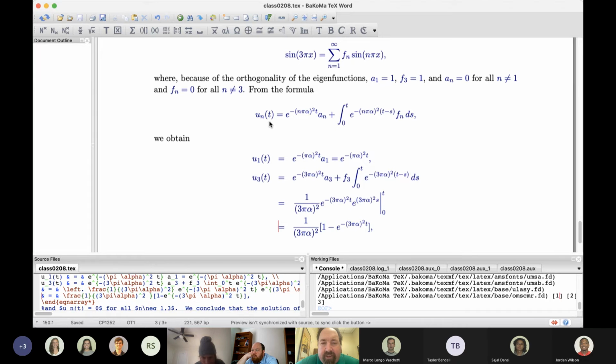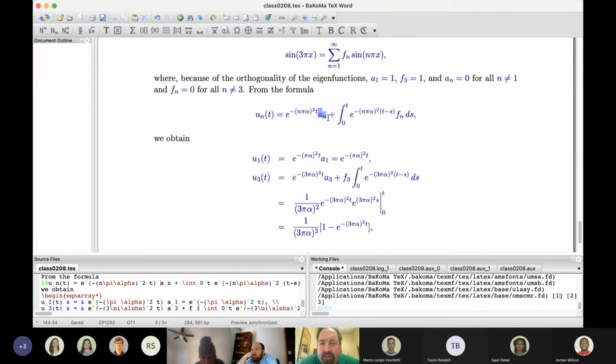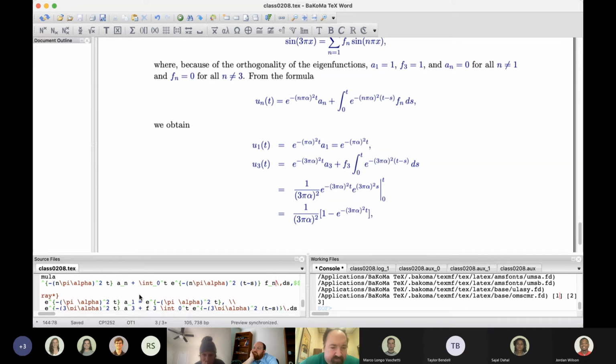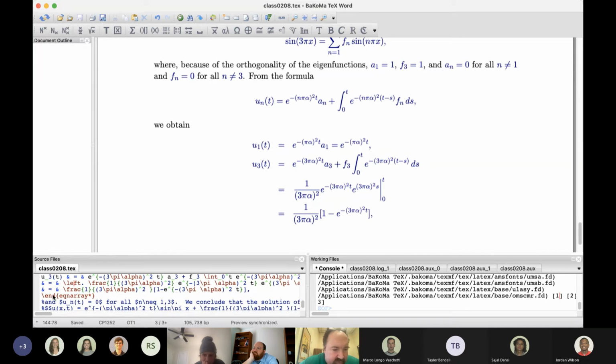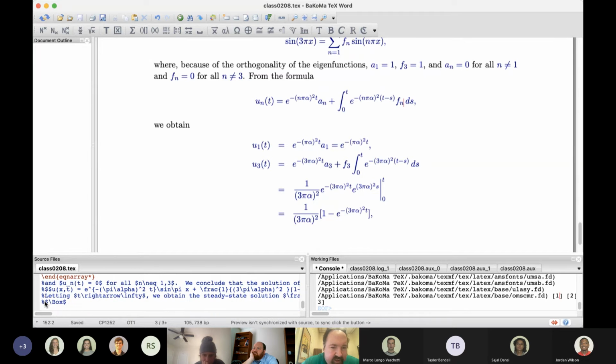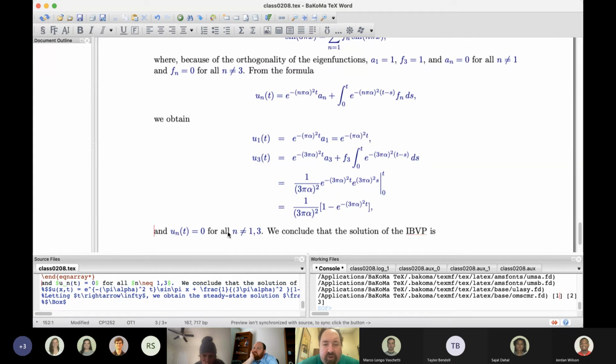What about all other n? Well, for all other n, an is 0 and fn is 0. Therefore, the whole thing is 0. So that's why un of t is 0 for all n other than 1 and 3.